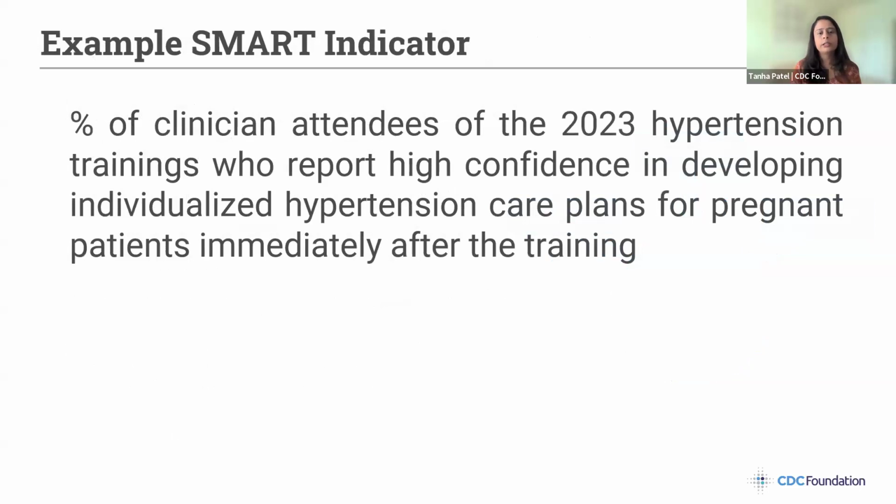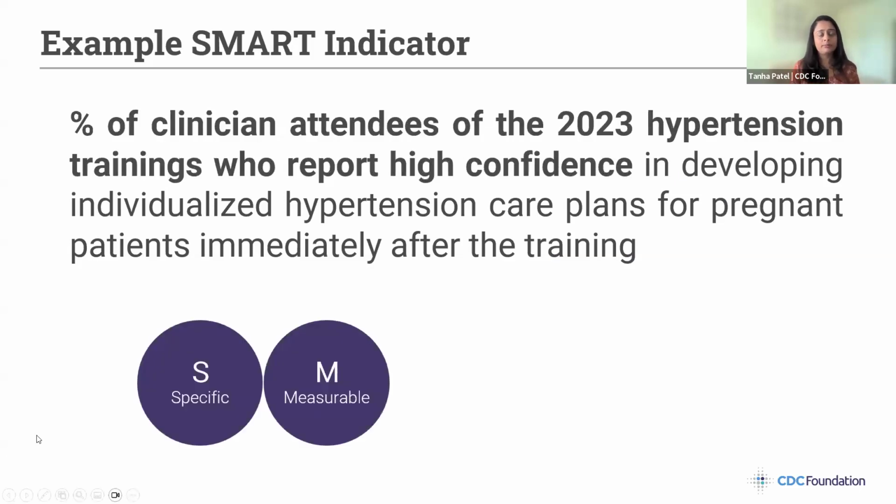So let's walk through an example of a SMART indicator. Let's say our indicator is percentage of clinician attendees of the 2023 hypertension trainings who report high confidence in developing individualized hypertension care plans for pregnant patients immediately after the training. It's a mouthful, but it is SMART.